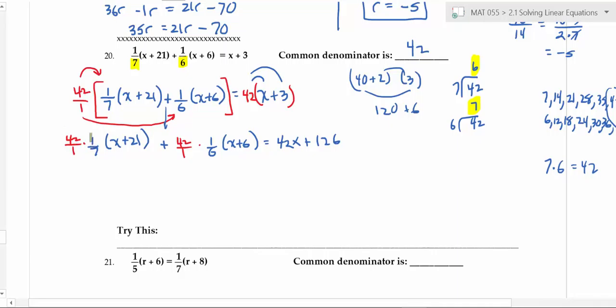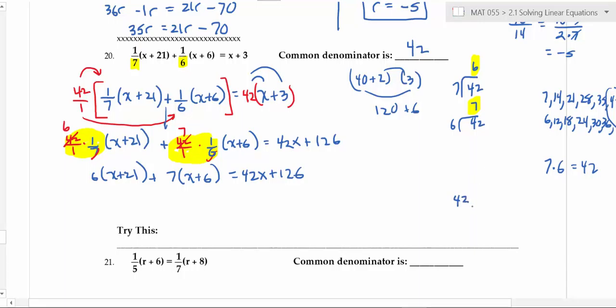All right, so here's what we do. Now when we multiply, we don't take the 42 inside the parentheses. You move left to right. So 42 over 7 is 6. Write the 6 down and write the x plus 21 down. Same thing here: 42 over 6 is 7. So you write down 7 times (x plus 6), then write the right side down as 42x plus 126.